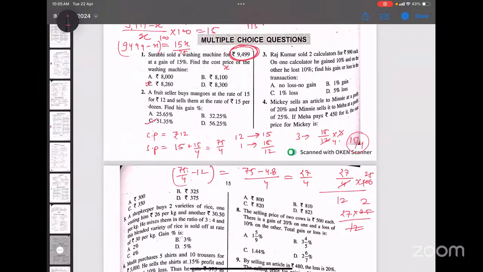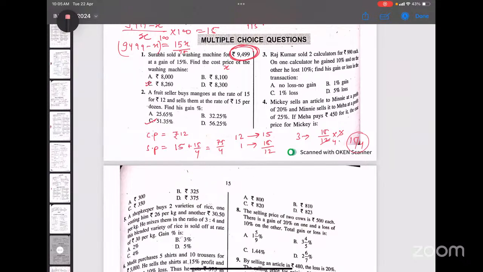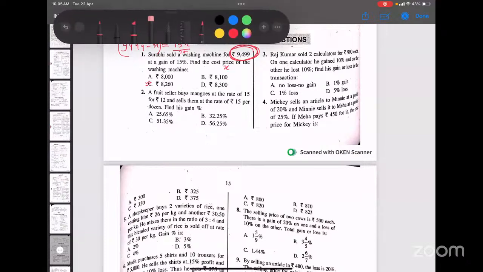Yes or no? Any doubt in it? Try next question. 56.25 is our answer. Proper calculation? Yes, sir. Option D. Okay.